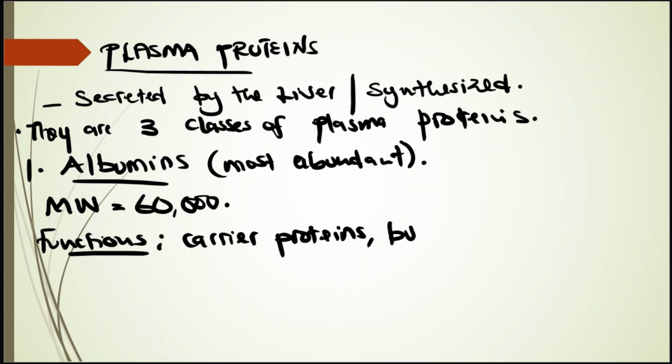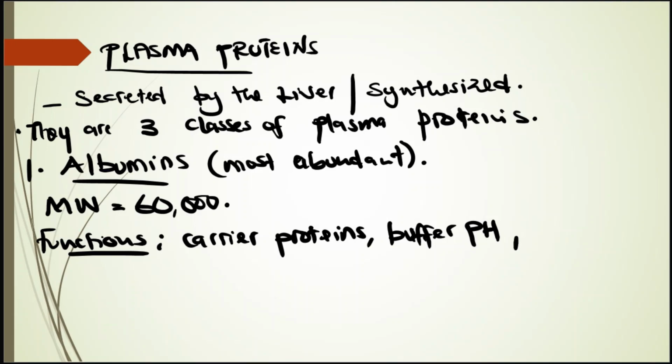Number two, they buffer pH. So they serve as protein buffers of the blood. In the blood, there are two types of buffers: you've got protein buffers and the bicarbonate carbonic acid buffer. The protein buffer consists of albumin.